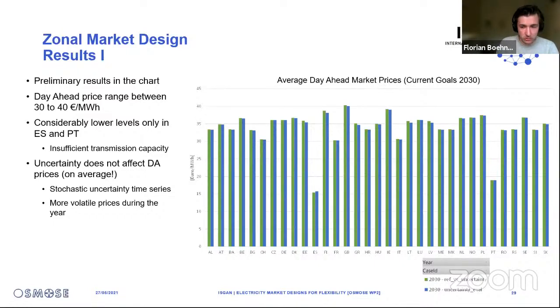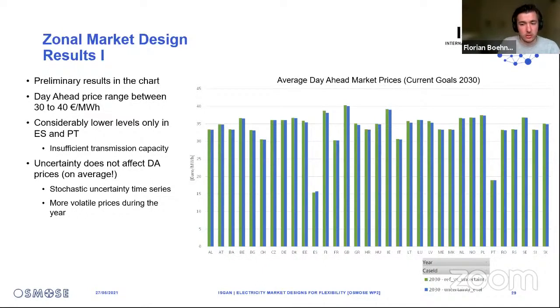I want to focus on 2 learnings that we can clearly see in this chart. The first one is that the day-ahead price range is between 30 to 40 euros for all countries, or nearly all countries, which is in line with the low fuel and carbon prices. We see that 2 countries stand out of this, namely Spain and Portugal.